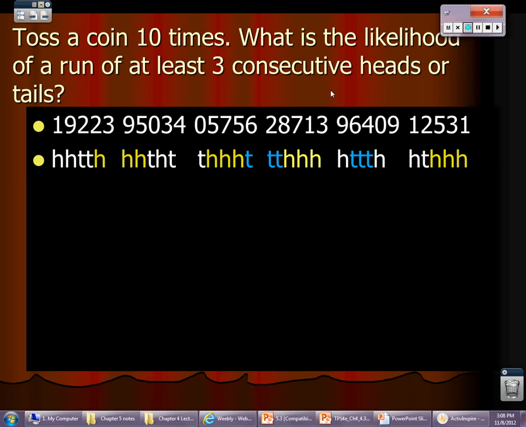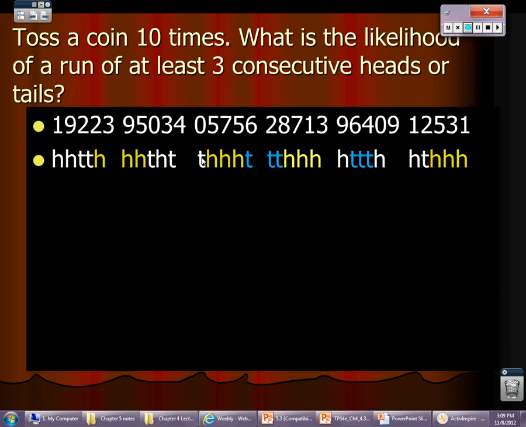I'm looking for consecutive runs of 3 heads in a row or 3 tails in a row. If I see 3 odd numbers in a row, such as in the case of 3, 9, and 5, I have a run of 3 heads in a row within those first 10 numbers that represent the 10 flips.